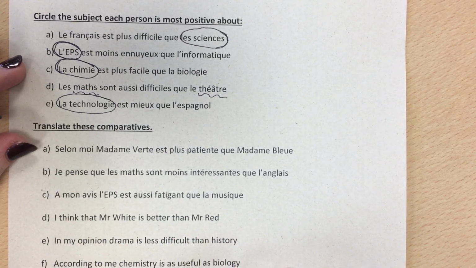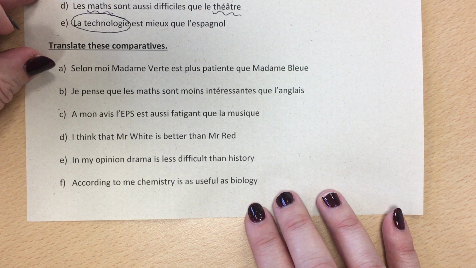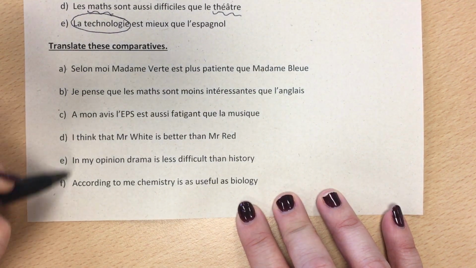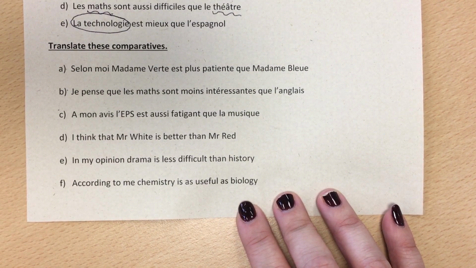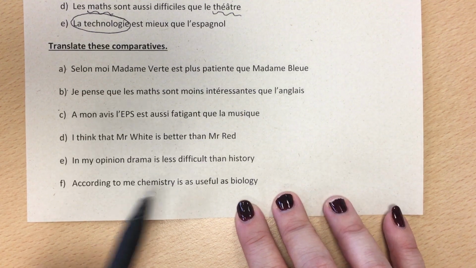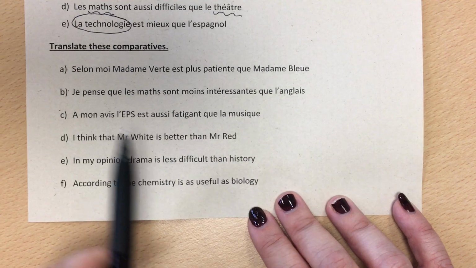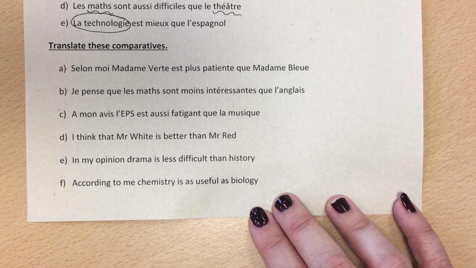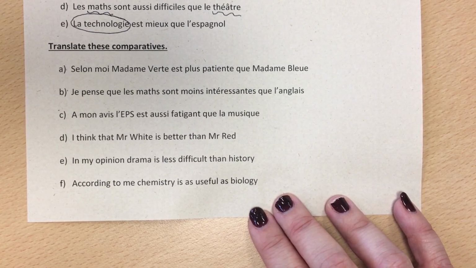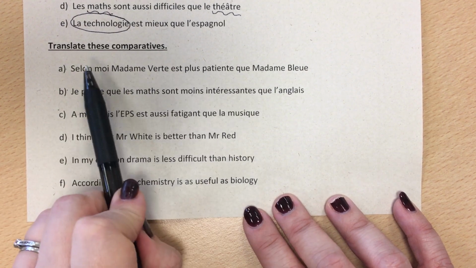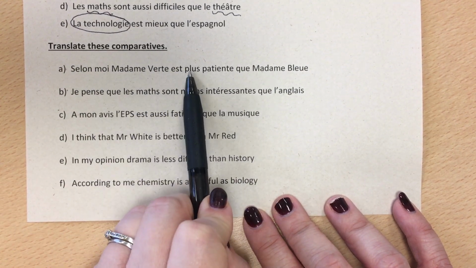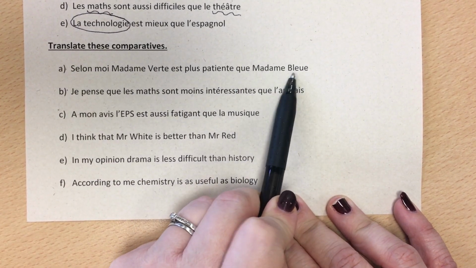All right, let's move on to our last activity to practice this skill. We'll do the first two together and then I'll leave you to do the remainders before we go through the answers. So I want you to translate these comparative sentences. I've also added in some of our opinion starters that we've seen before, just to make sure we're still revising those. Selon moi, Madame Verte est plus patiente que Madame Bleue.